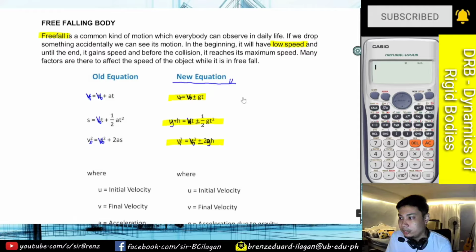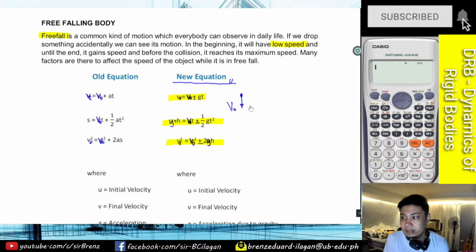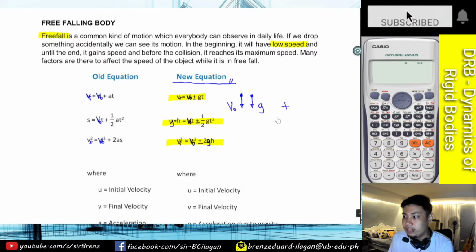Kapag ang motion ng isang body na ina-analyze natin is pababa, kapag paganyan yung initial velocity mo, pasaan ba lagi yung direction ng gravitational acceleration? Di ba pababa din or towards the center of the Earth? So, kung pababa yan, dyan magiging positive yung value ng g.